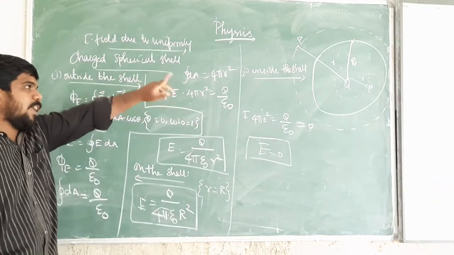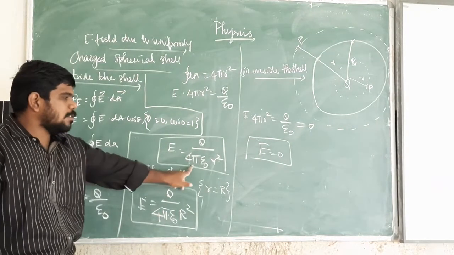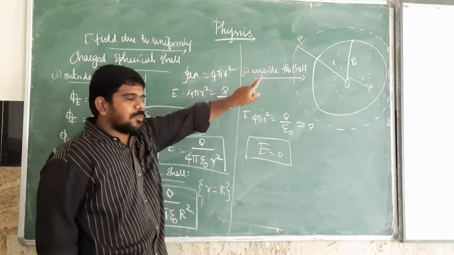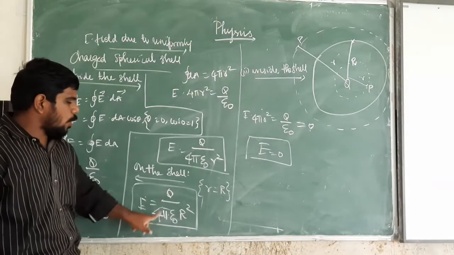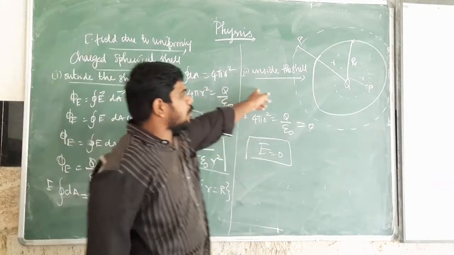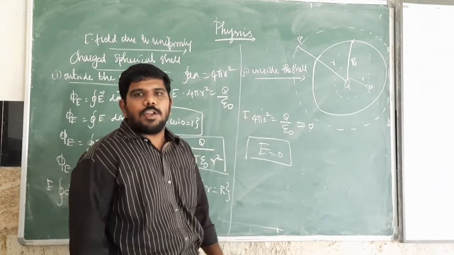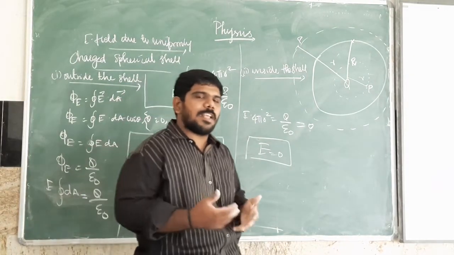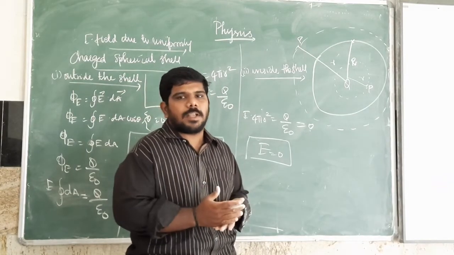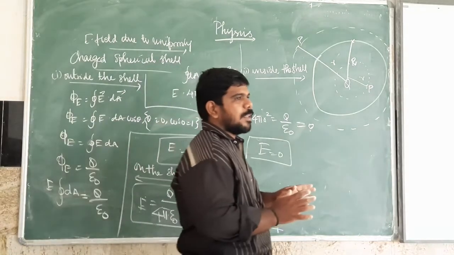For a point P outside the shell, the electric field E is equal to Q by 4 pi epsilon 0 into small r square. If the point is on the shell, the electric field E is equal to Q by 4 pi epsilon 0 into capital R square. And if the point is inside the shell, the electric field will be 0, because for a uniformly charged spherical shell the electric field inside the conductor must be 0. Okay. Clear?